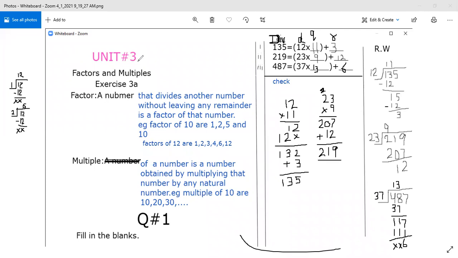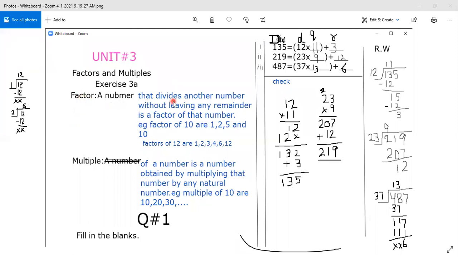Let's do Unit 3, which is Factors and Multiples. We will do exercise 3A, question number 1 today. Before doing the exercise, I will explain to you what is a factor and what is a multiple.